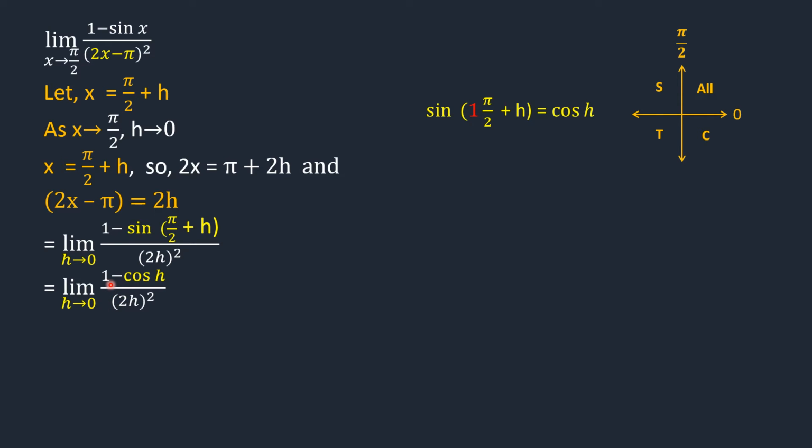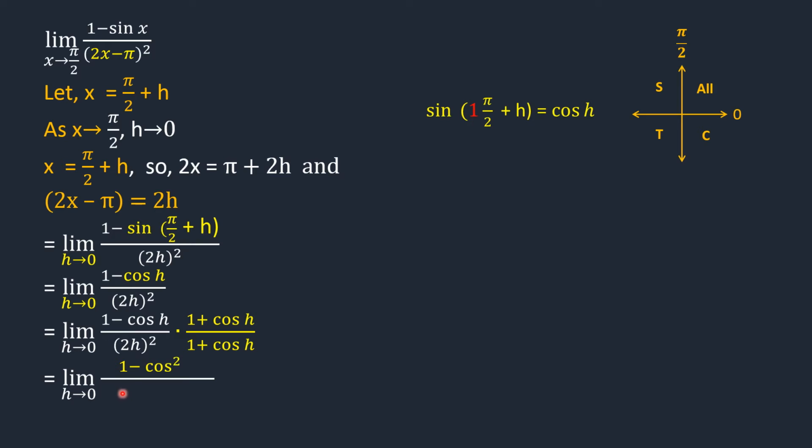So in the next step, we will write 1 minus cos h. Now, we will multiply numerator and denominator by the conjugate of 1 minus cos h. So the next step will be multiplied by 1 plus cos h over 1 plus cos h. Now we will multiply the numerator and denominator separately. So in the next step we will get 1 minus cos square h in the numerator. According to the identity that we know, a minus b into a plus b is equal to a squared minus b squared.